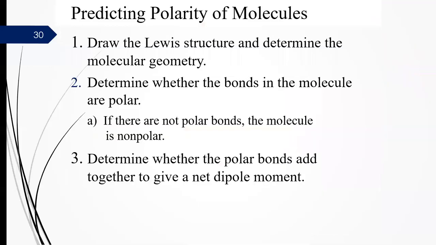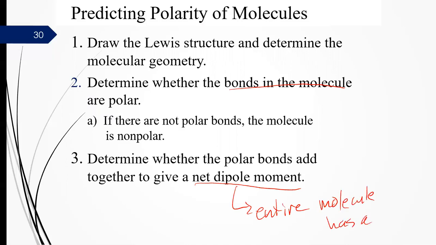So when you want to predict the polarity of the molecule, we have to draw the Lewis structure and determine its molecular geometry. Once you have its molecular geometry, then you can determine whether the bonds in the molecule are polar. And then from there, we can determine whether there's a net dipole moment. That means whether the entire molecule has a dipole.